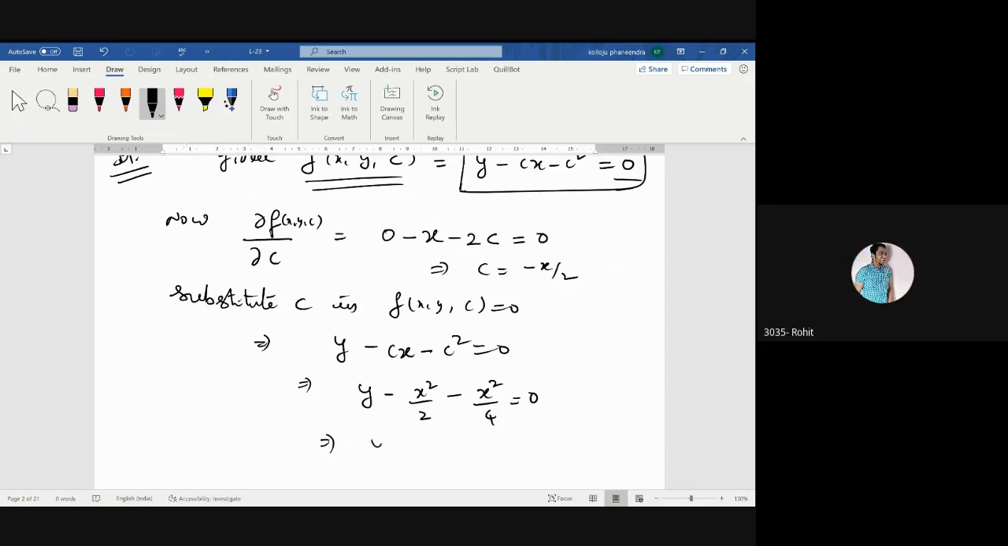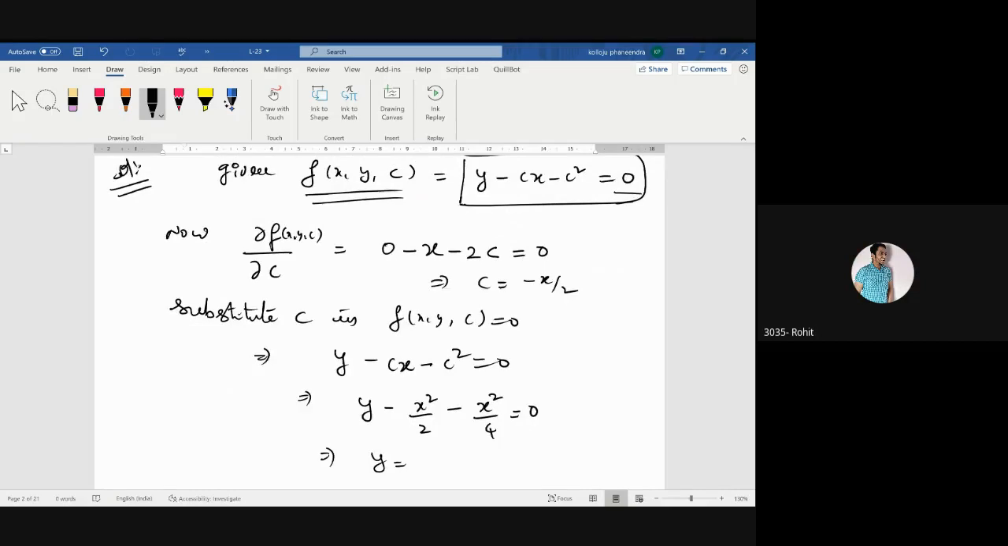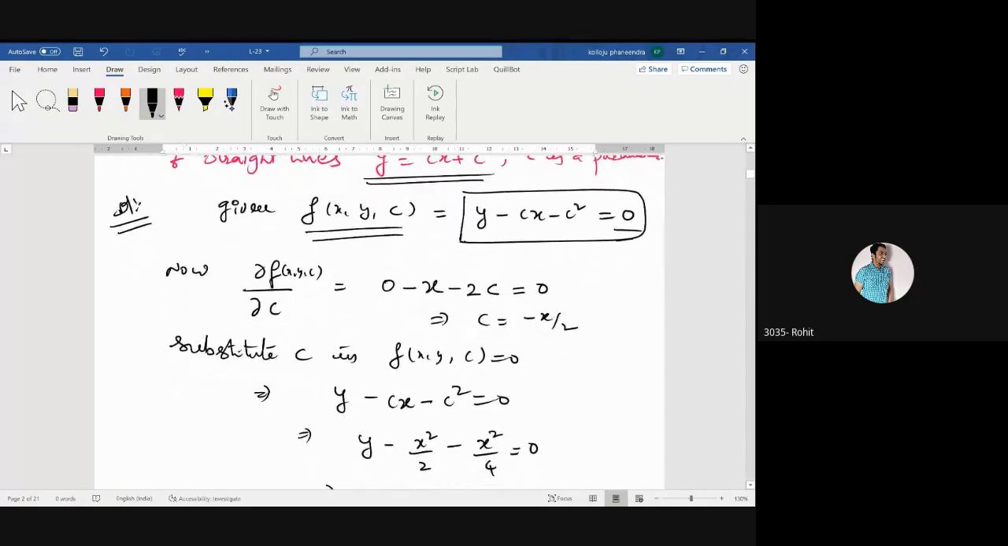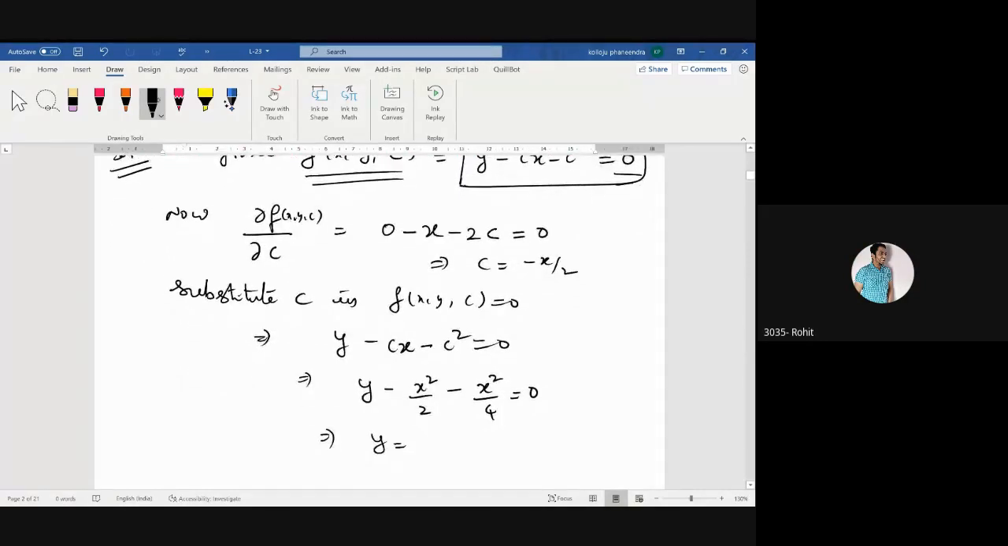Plus y, x square by 2. C equal to minus x by 2, and it will become plus y plus. Any more corrections? Right. Done. So what is this? It is minus x square by 2 plus x square by 4.